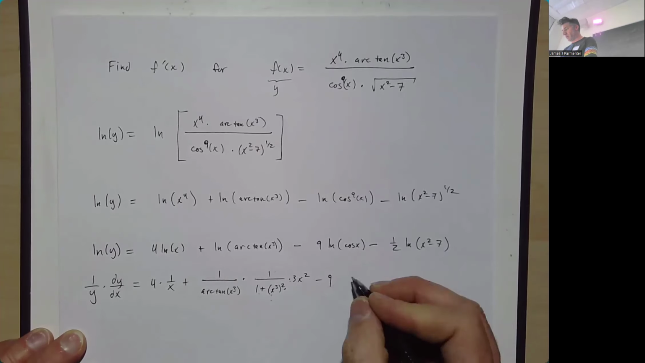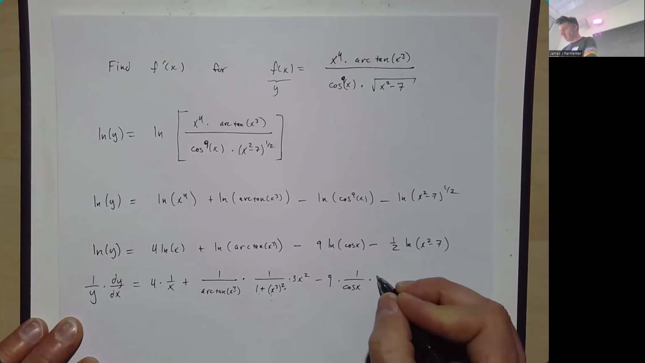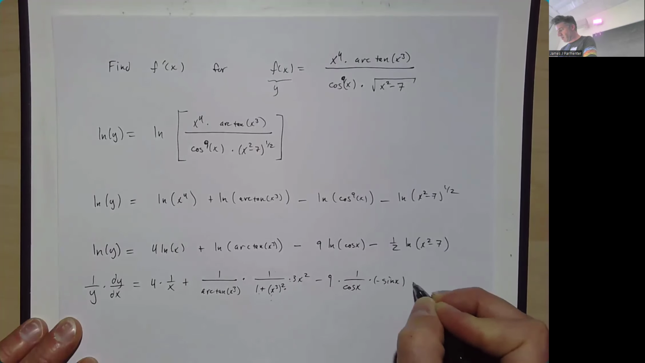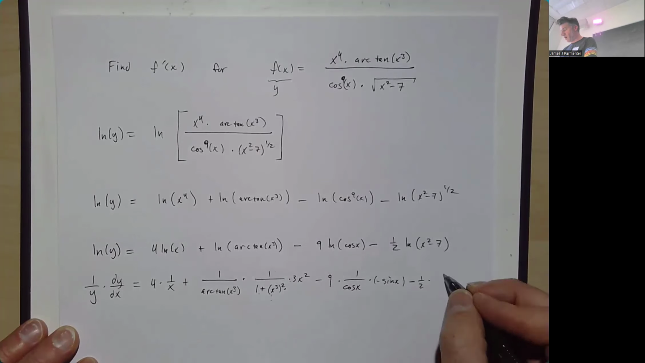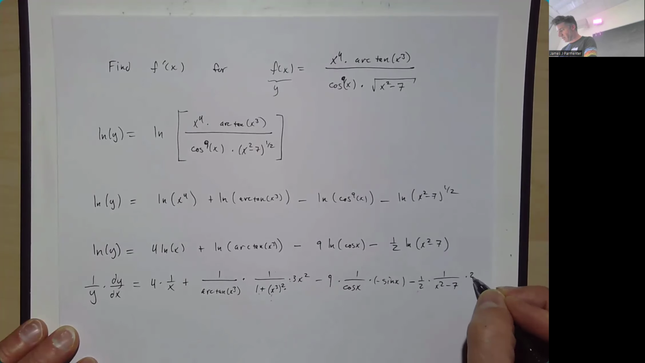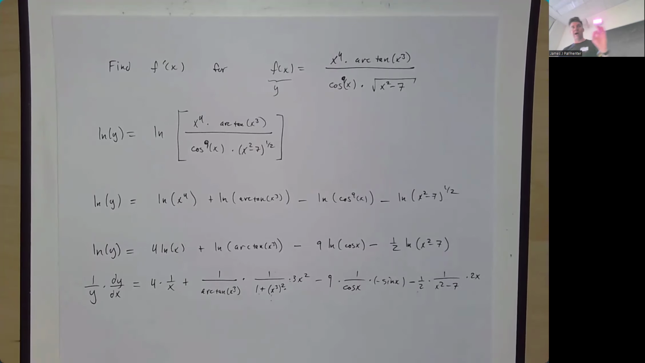The derivative of the natural log of cosine is 1 over cosine of x times the derivative of cosine, which is negative sine of x, minus 1/2 times 1 over x squared minus 7 times the derivative of that, which is 2x. We're not done. We have to bring the y back over to the other side.